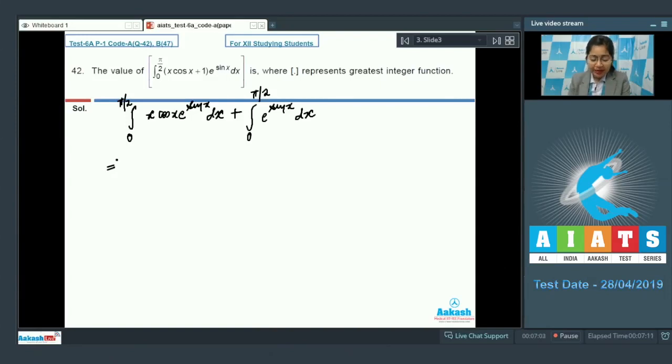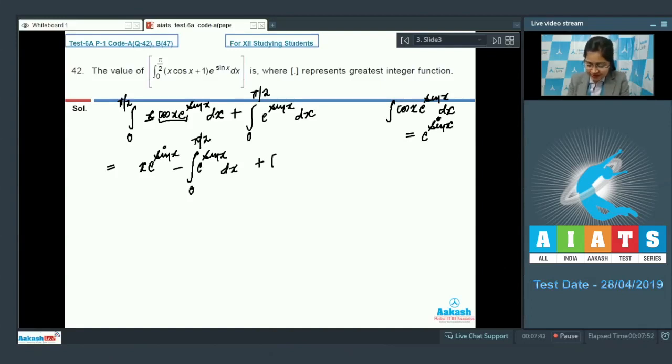Now let us apply by parts on the first integral. Let this be one function and this be the other. So we can say that the integral of cos x into e raised to the power sin x dx will be equal to e raised to the power sin x itself, right? So it can be written equal to x into e raised to the power sin x minus integration of 1 into e raised to the power sin x dx from 0 to pi by 2. And we also have the second integral, that is also the same, e raised to the power sin x dx. So it can be observed that both of these get cancelled.